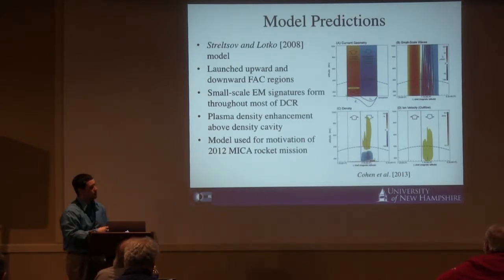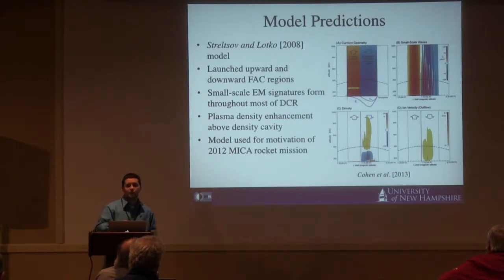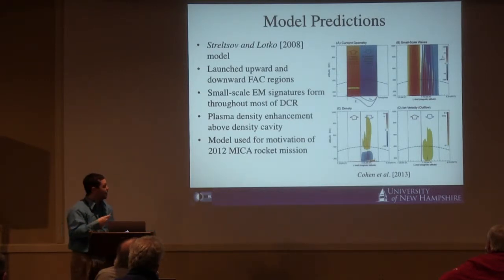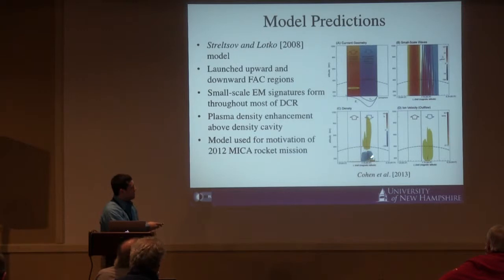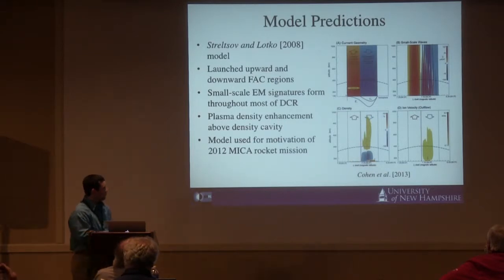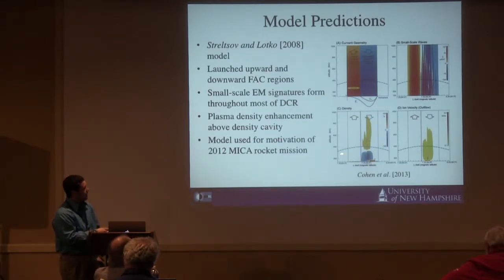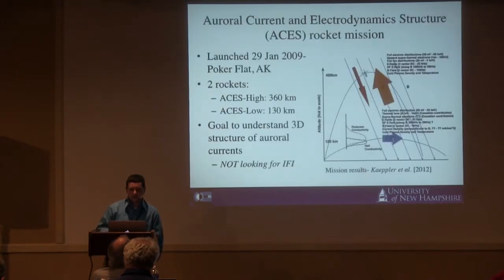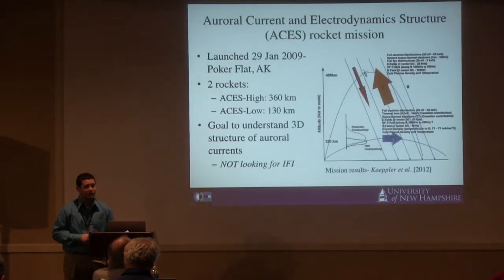The idea was that the ponderomotive force combined with transverse ion heating would cause a density cavity depletion at low altitudes, moving that plasma upwards, and then also that would enhance ion outflow. So the idea was we would launch a rocket that would go through at an altitude that would just clip this density enhancement, and we'd hopefully be able to see all of these small-scale electromagnetic oscillations if they did in fact occur. So this was motivation for a 2012 rocket mission, but that rocket actually got scooped.